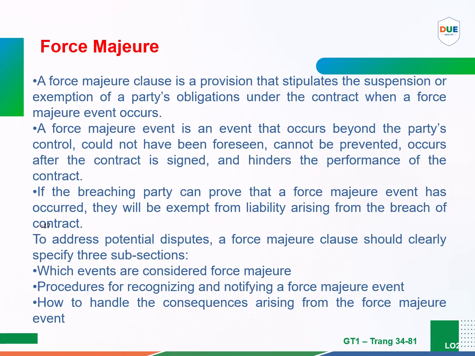It should include a list of events considered as force majeure, such as natural disasters, wars, epidemics, embargoes, or changes in government policy. Procedures for acknowledging and notifying the occurrence of a force majeure event, and methods for handling its consequences, such as extending the performance period, suspending obligations, or terminating the contract if the event persists.